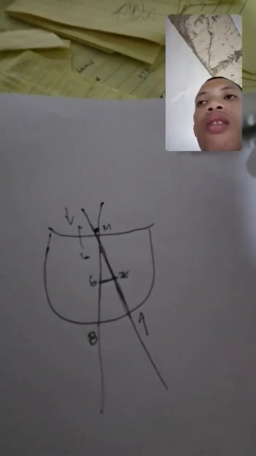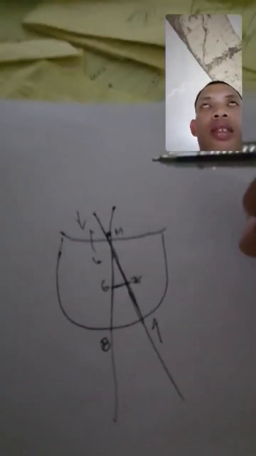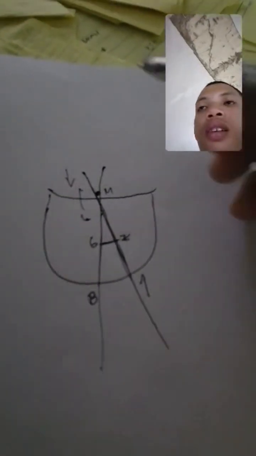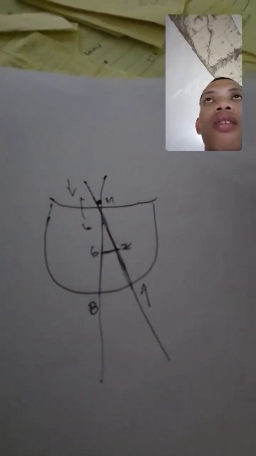Because the center of gravity is below the point of the metacenter, the vessel can be stable and can stay in its direction.